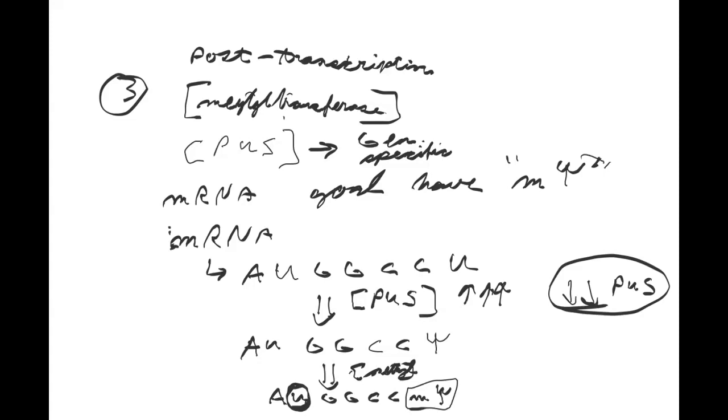What is interesting here is that the more concentration of, let's say, methyltransferase that you have, the amount of methylpseudouridine in the RNA will increase.